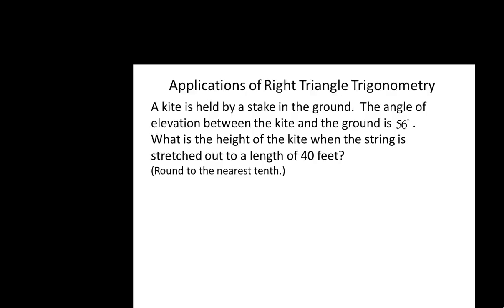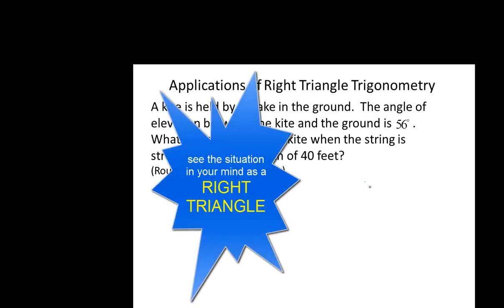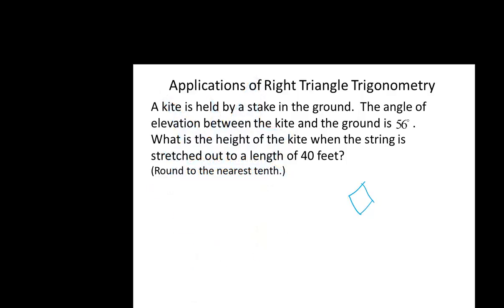This video is about applications of right triangle trigonometry. We're going to look at a word problem here. Now, the important thing is to understand what's going on, make a diagram. So we have a kite flying up in the sky. Here's our kite. And next they talk about the angle of elevation between the kite and the ground.